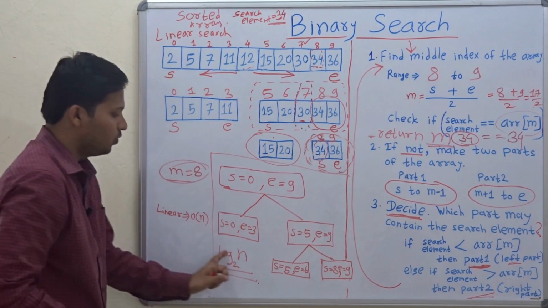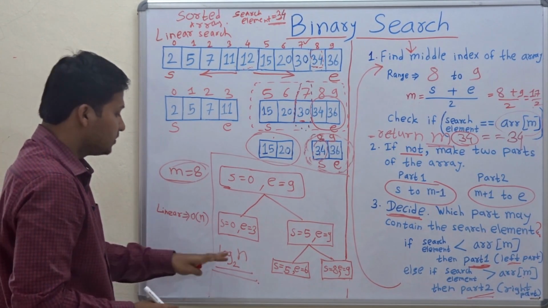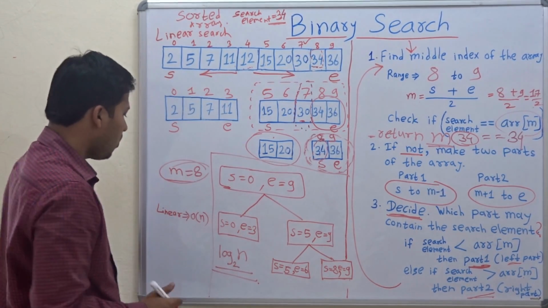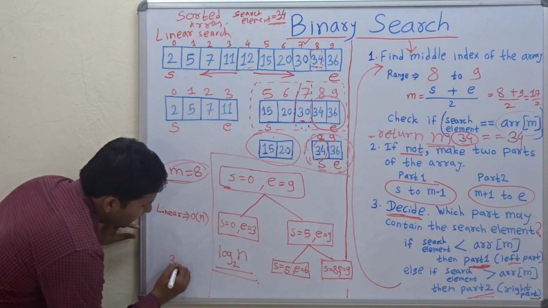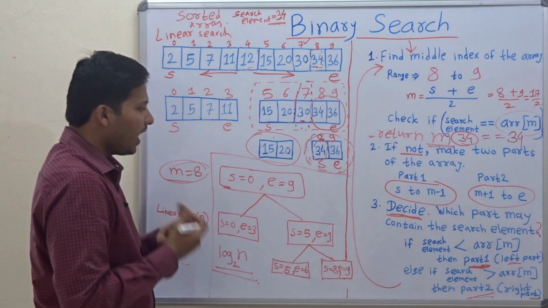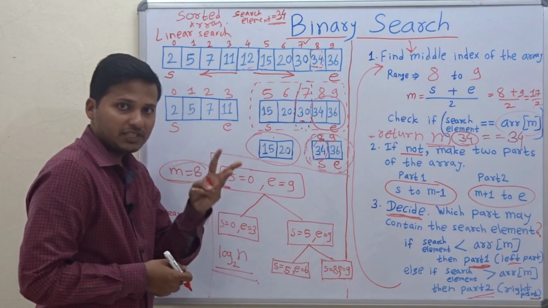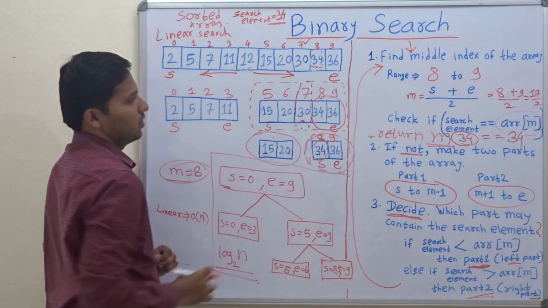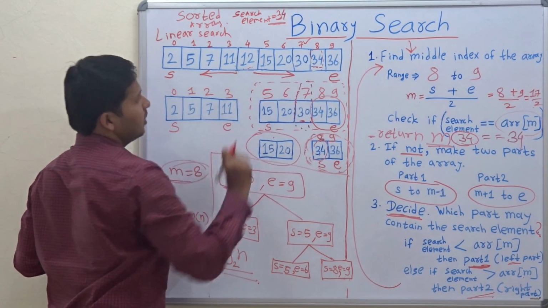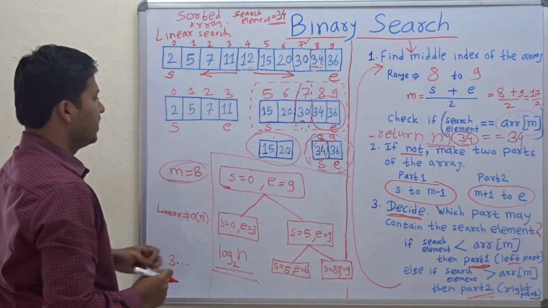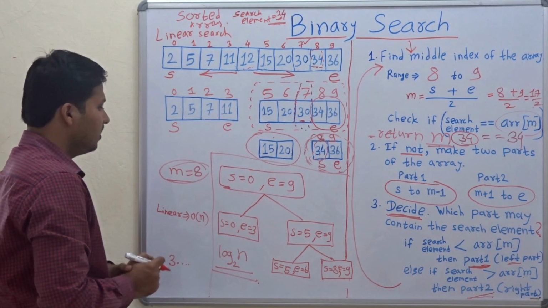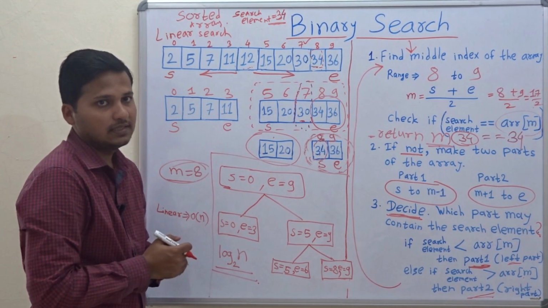Log to the base 2 will be equal to log n. As the number of elements in this array is 10, log n must be 3 point something. So this means you have to access 3 memory locations to search 34. In linear search, you had to search 9 memory locations to find 34, but by using binary search, we found 34 in only 3 memory location accesses.